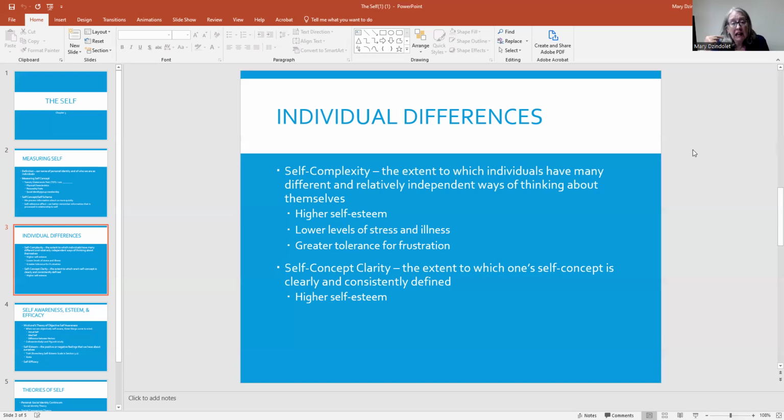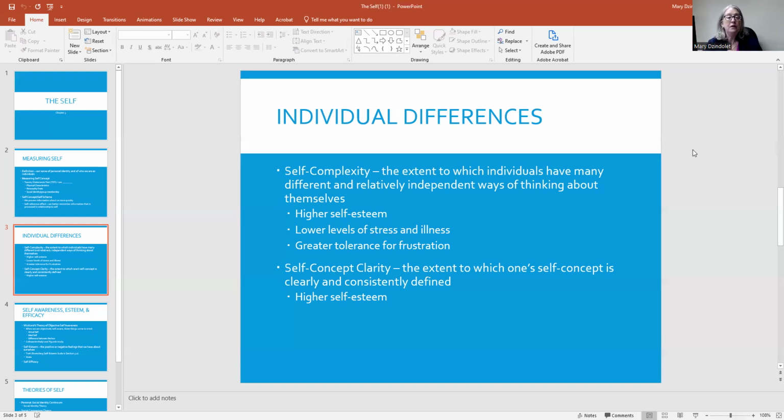If you take a hit to one version of yourself, you've got these other versions that you can bring in. And so the more complex your sense of self is, or your self schema or your self concept, the more it helps you to be resilient. It gives you greater tolerance for frustration, lower levels of stress and illness, and higher self-esteem.